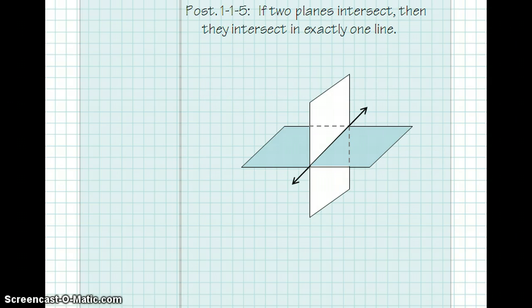And then again, related to that, talking about planes: if two planes intersect, then they intersect in exactly one line. If you think about where your wall and your ceiling intersect, you can see that straight line that forms the intersection. That's what we're talking about here.